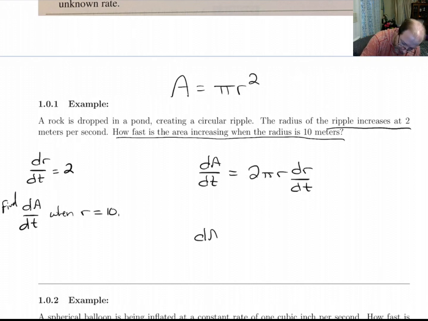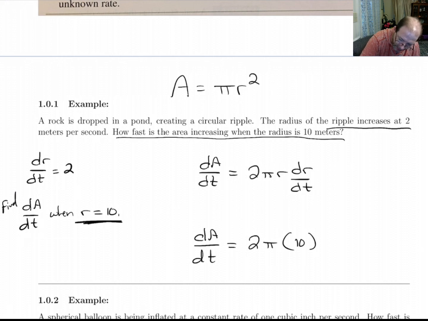So dA/dt is going to be 2 pi, r at this instant in time is 10, dr/dt is 2. So what do we get there? 40 pi, and the units are going to be square meters per second.